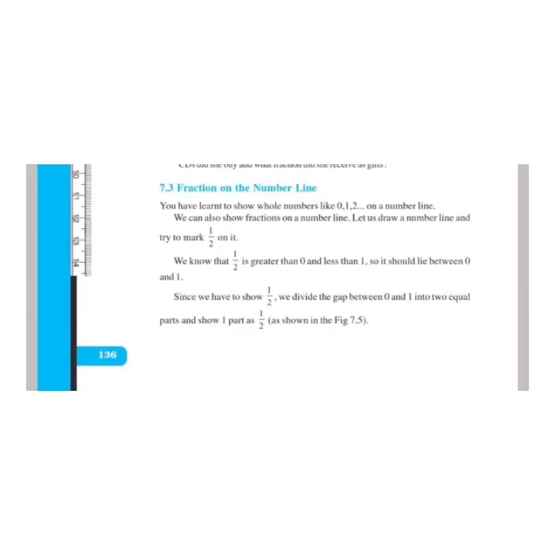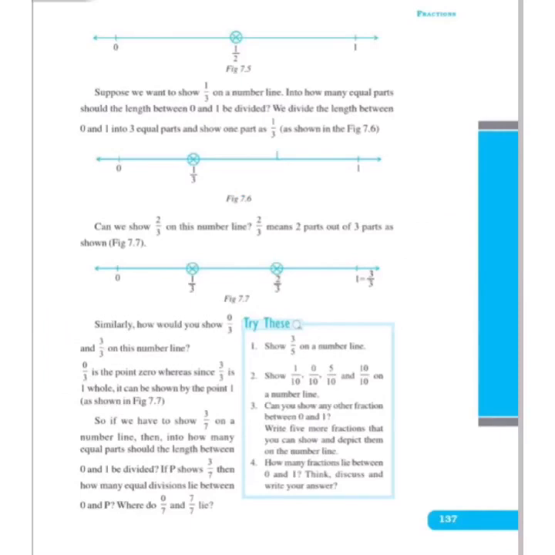Supposing we have to represent 1 upon 2 or half on number line. Children, 1 by 2 means half of whole. That means 1 part of whole. Children, here denominator is 2, so we will divide the length between 0 and 1 into 2 equal parts and show one part as 1 by 2 as shown in figure 7.5 on page number 137.